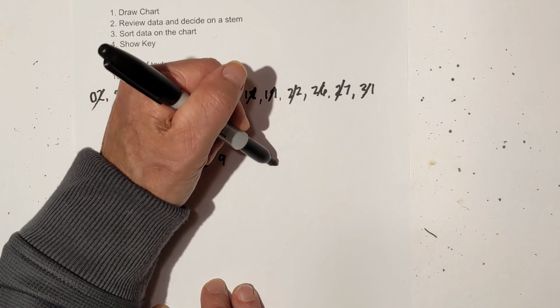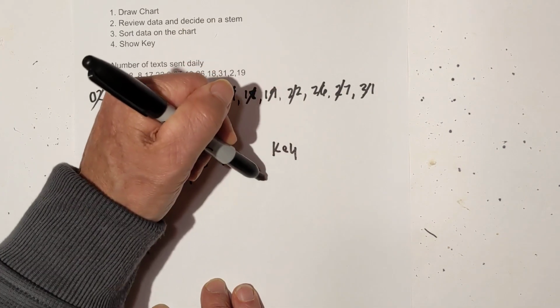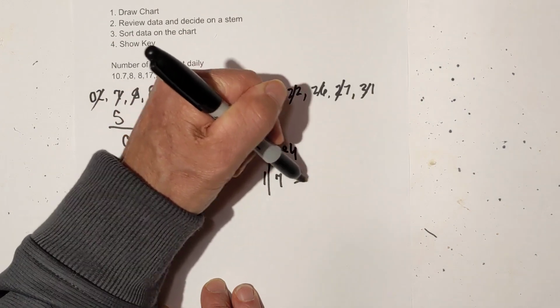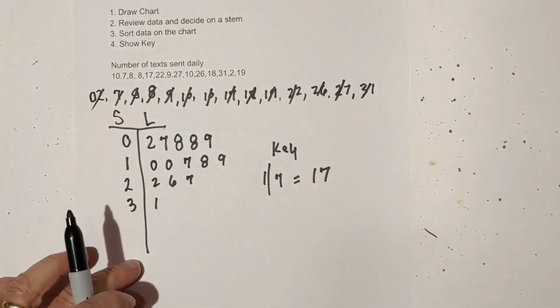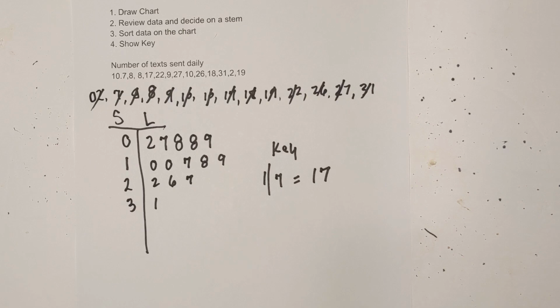And let's just go key. 1, 7 equals 17. Okay, let's work one more example just to get the hang of this.